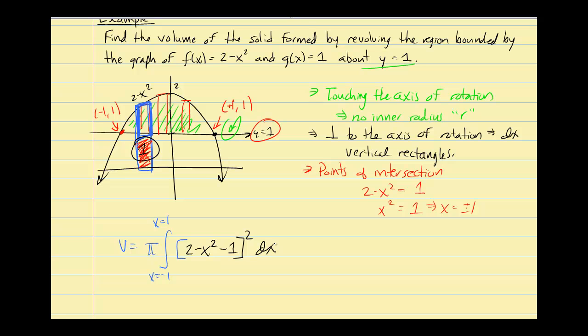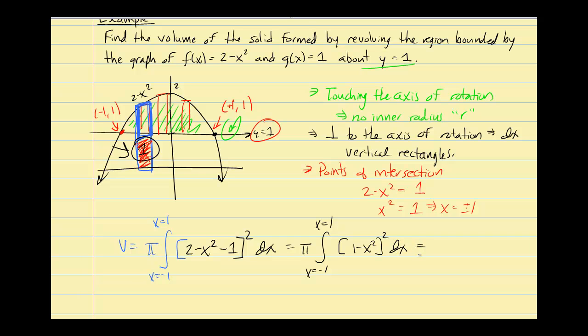Now there's no inner radius here, and you might say, well, wait a minute, what's this value right here? Isn't that inner radius? No. Inner radius is the distance between the axis of rotation and your solid. And if you notice here, there's no distance between the axis of rotation and the solid, because my axis of rotation is y equals 1. Rewriting this, I get x equals negative 1 to 1, and 2 minus 1 is 1 minus x squared, quantity squared, dx.